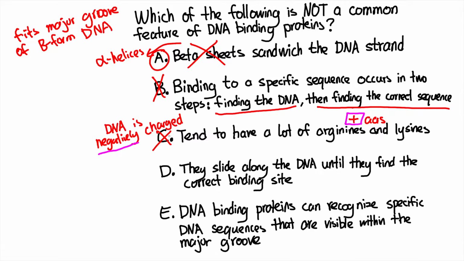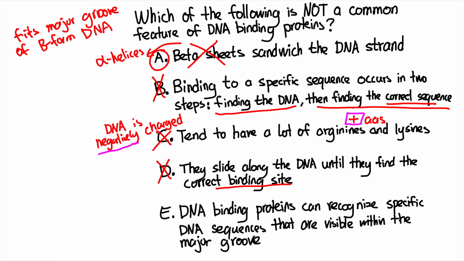And then option number D, they slide along the DNA until they find the correct binding site. That's analogous to option number B, so it also wouldn't be correct. Sliding along the DNA, it first finds the DNA, then it slides along it until it finds the correct binding site. In other words, it finds the correct sequence.